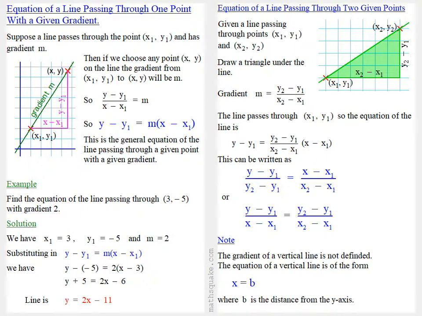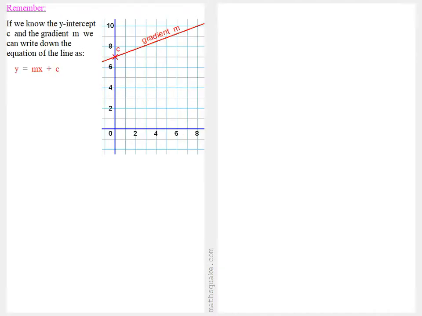So, remember, if we know the y-intercept c and the gradient m, we can write down the equation of the line as y equals mx plus c. If we know the gradient of a line m and one point that it passes through, (x1, y1), then the equation of the line is y minus y1 equals m into (x minus x1).